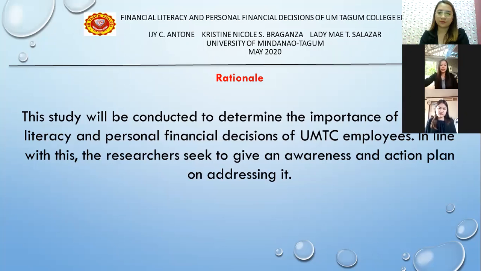We are facing right now the COVID-19 pandemic, and it is the most recent issue that everybody is facing. Therefore, in this study, we emphasize the importance of financial literacy and personal financial decisions for us to survive in this modern society we're in right now. Then, according to research, the Philippines is considered one of the least financially literate countries in the world. Therefore, in this study, we are aiming for everyone to realize, not only UMTC employees but all people, how important financial literacy on finances is and how essential personal decision making on finances would be.